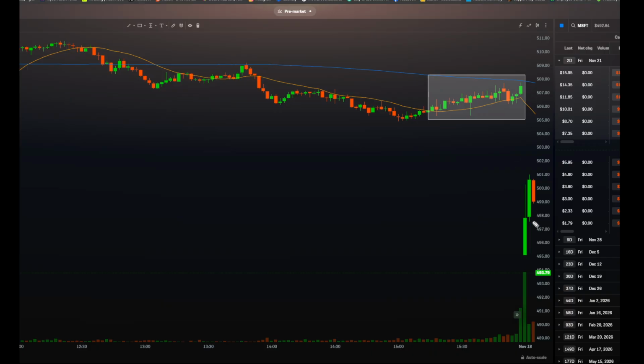Anyways, if this red would have taken out this green, I would have entered here, but we didn't. So all we do is take note that we're curling. So now what am I doing? I'm waiting on my entry. I'm waiting on my color change engulfing at or near the 20.